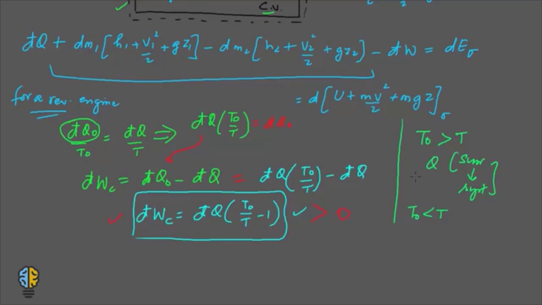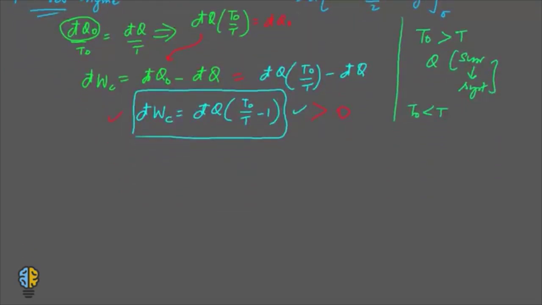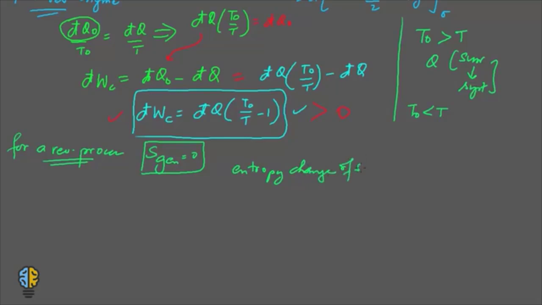Now since the process is reversible, the entropy change of the system will be equal to the net entropy transfer. This is again a very important concept we read about in the second law, that for a reversible process the entropy generation is 0. There is no entropy generation in the system. So the entropy change of the system is equal to the net entropy transfer, and this is equal to 0.